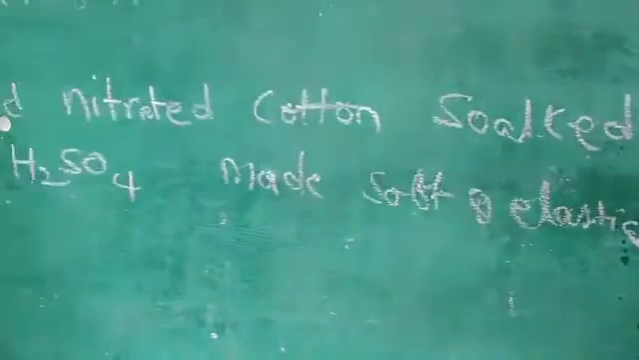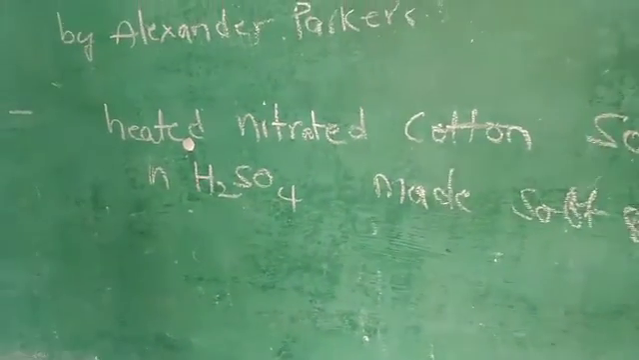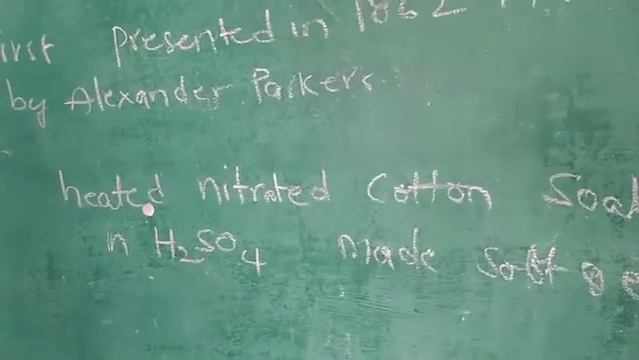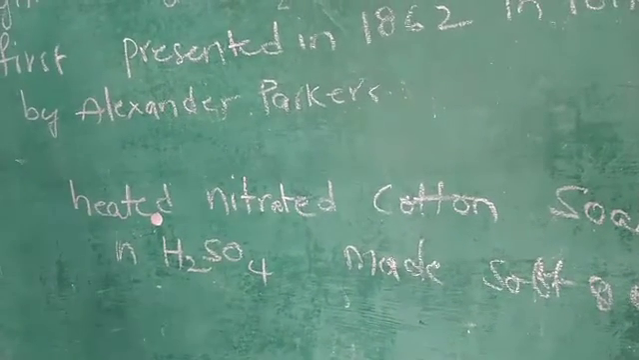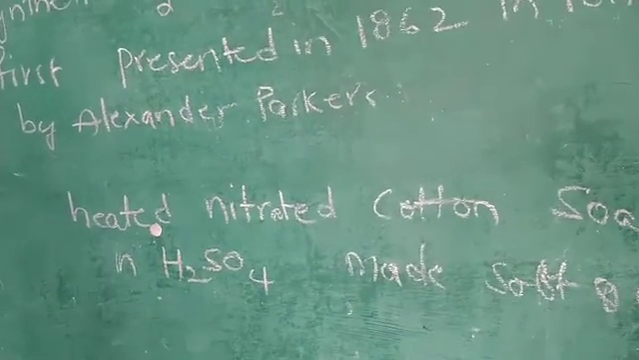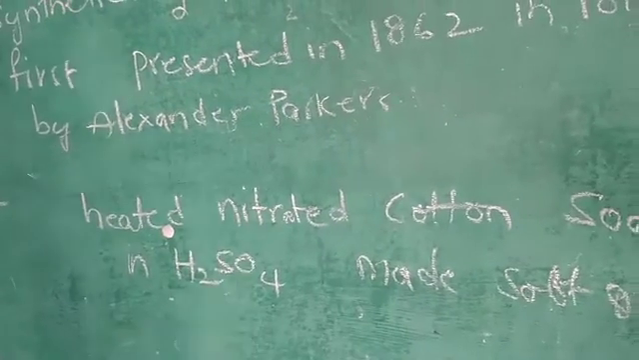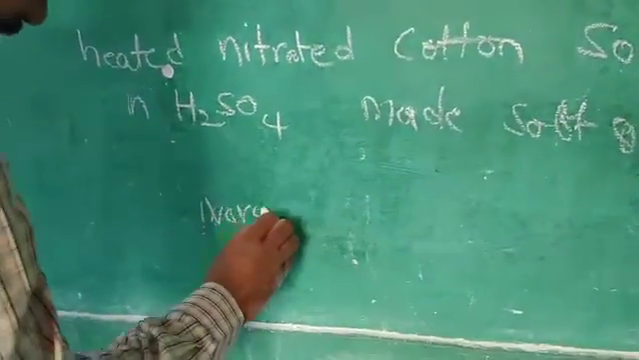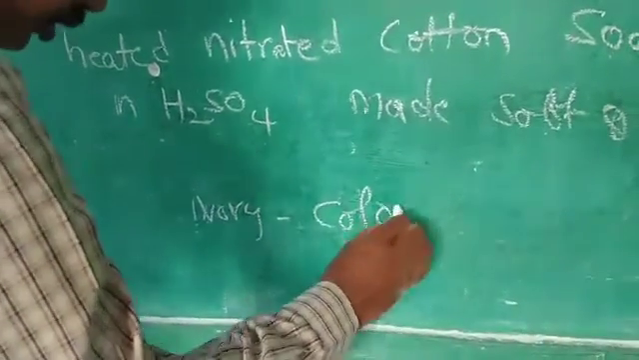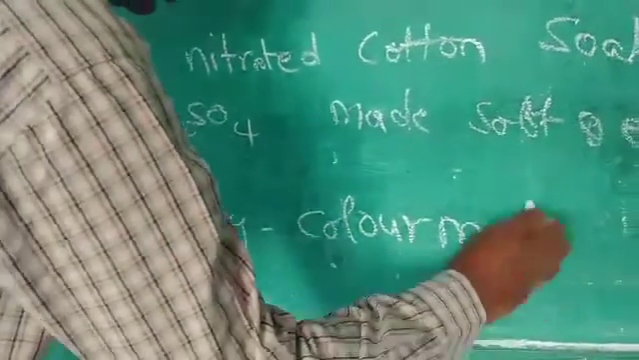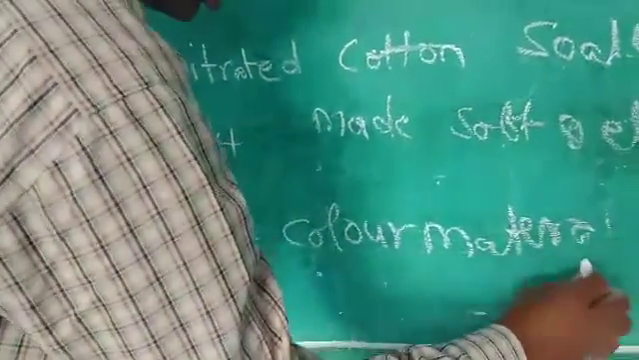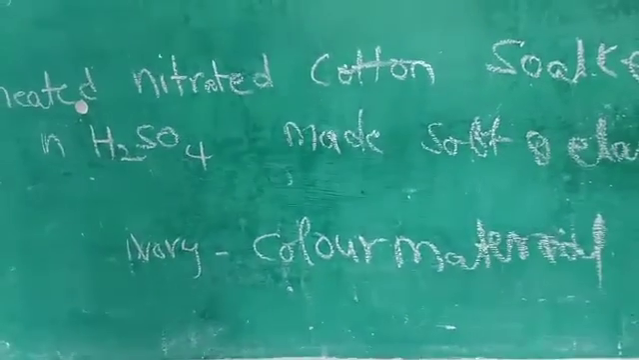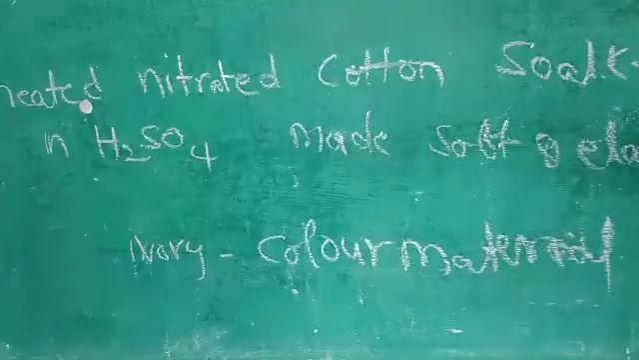And what final product are you going to get? The final product is elastic, oily, and camphor. Yes, camphor. The end product was an ivory colored material. End product is what? Ivory colored material. It is named after Parkinson.